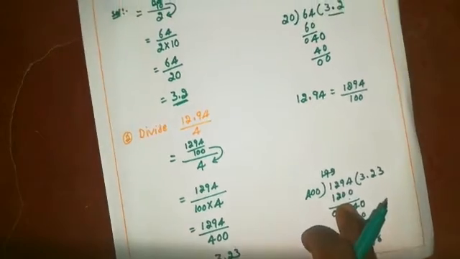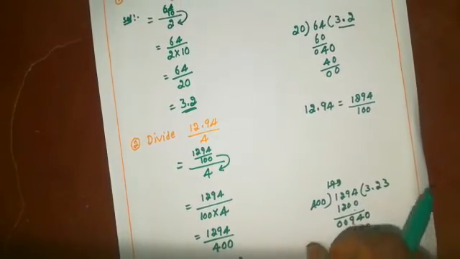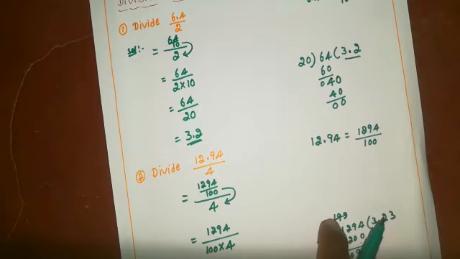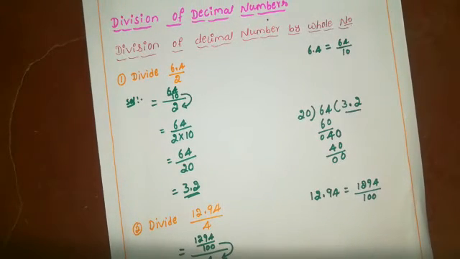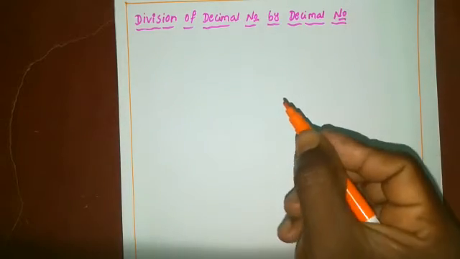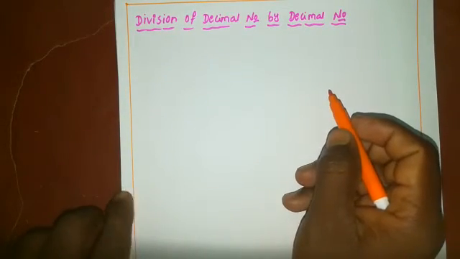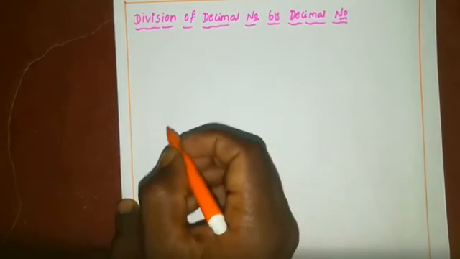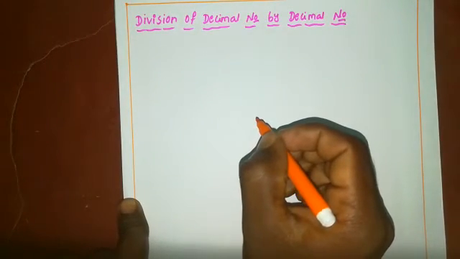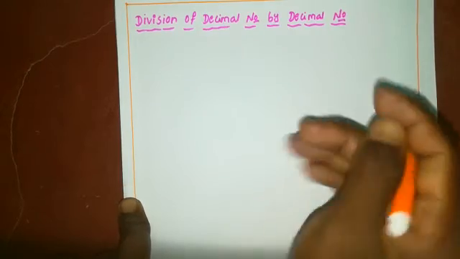Thus we divide the decimal number by a whole number. Next we move on to the division of a decimal number by a decimal number. Now we have to divide one decimal number by another decimal number. Then how do we divide a decimal number by another decimal number?